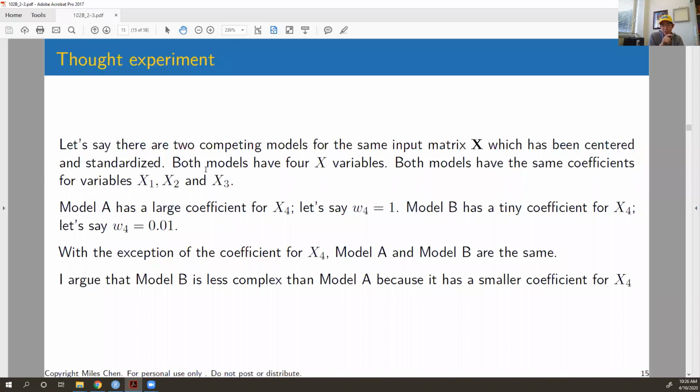And so with the exception of this coefficient for X4, this W4 value, model A and model B are the same. I would argue that model B is less complex than model A. I argue that model B is less complicated than model A simply because it has a smaller coefficient for X4. The only reason why model B is simpler is because W4 is a smaller number. I don't know how you guys feel about that, but I'm going to try to make my case, saying that if you look at the values of W, that can be a measure of complexity.